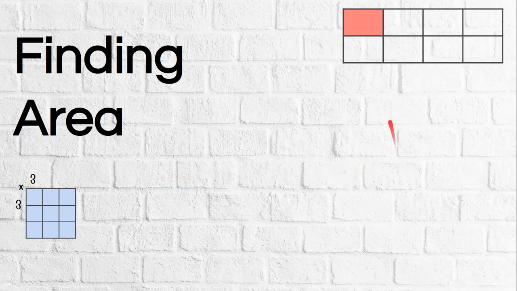Next up, here's another rectangle. I see I have a length of 2 and a width of 4. 2 times 4 is 8. So this figure has an area of 8 square units.